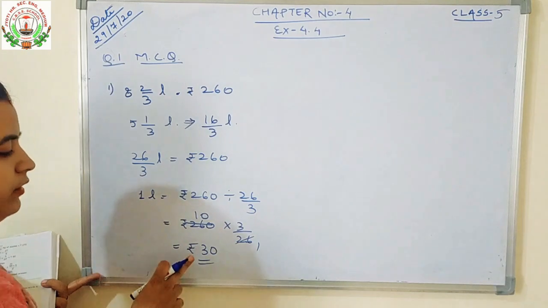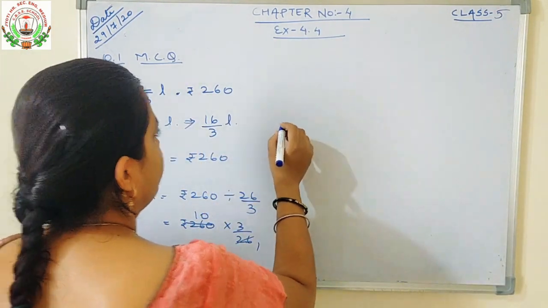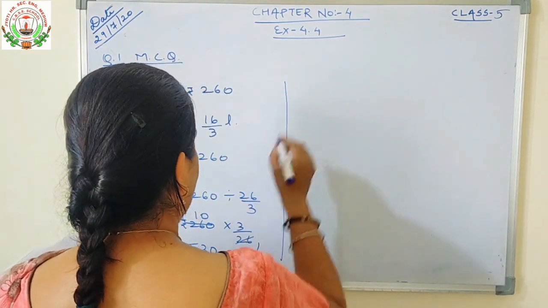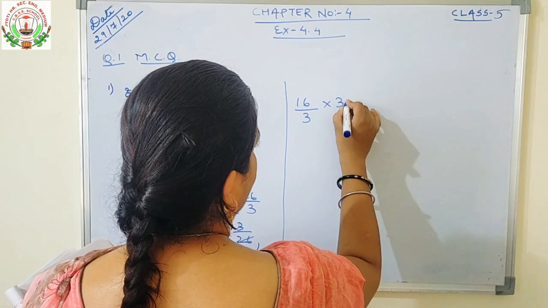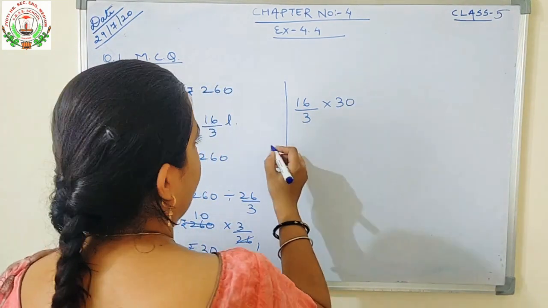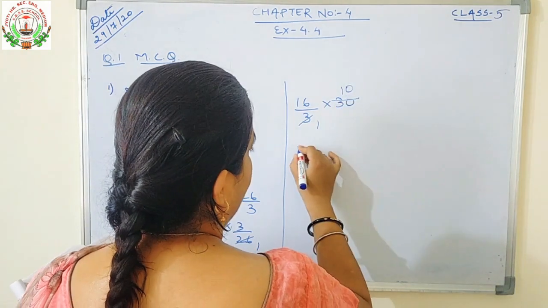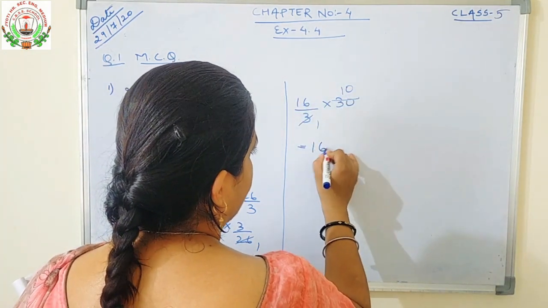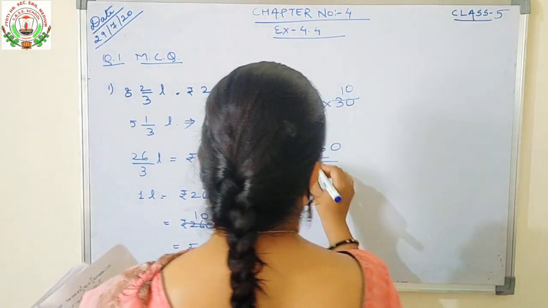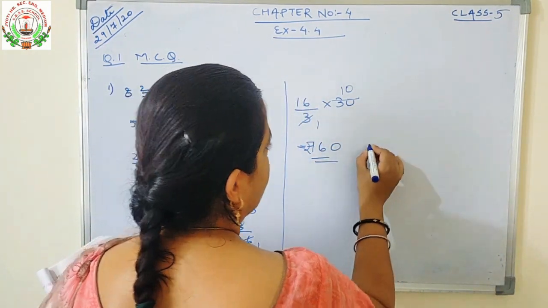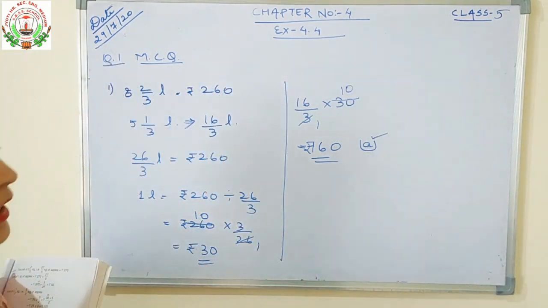Now when we get the cost of 1 liter of milk, then we can find the cost of this much liter. Okay, so how will we find? We will multiply with 30. 16 by 3 into 30. First we will see whether it cancels out or not. 3 ones are 3, 3 tens are 30, and then we will multiply with this. So what is our answer? Our answer will be rupees 160, which is given in option number A. So you will take option number A.